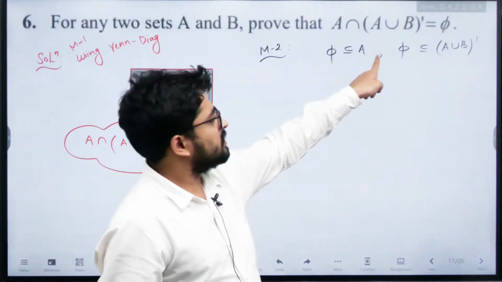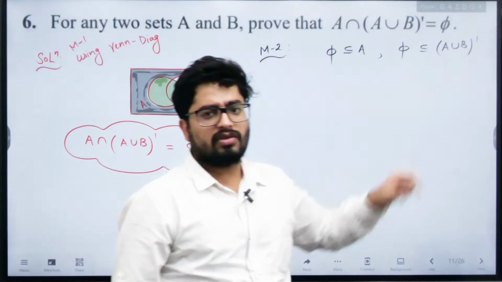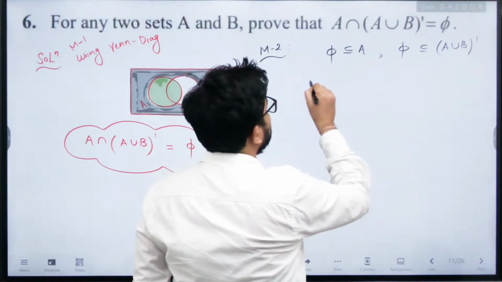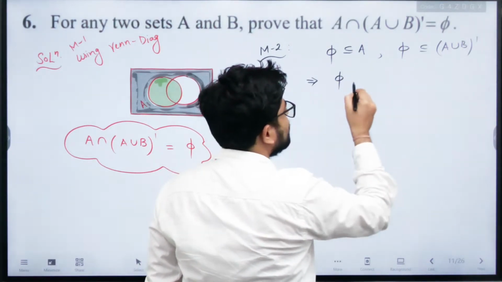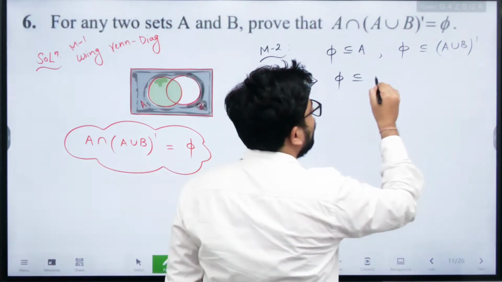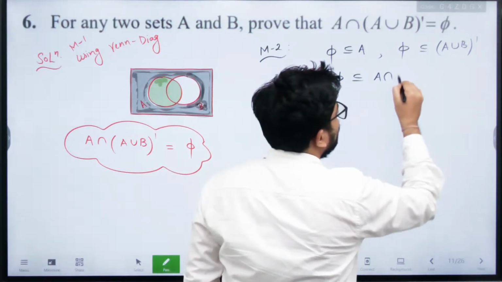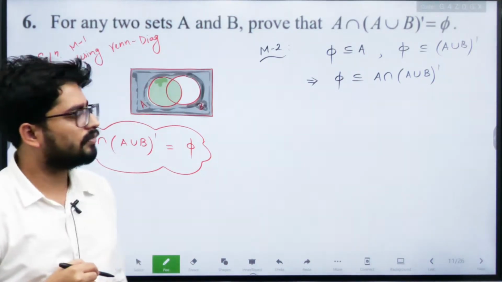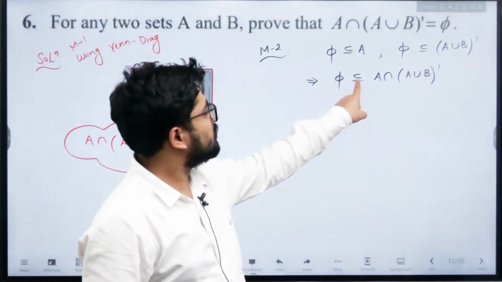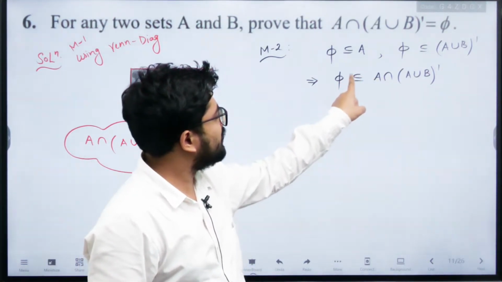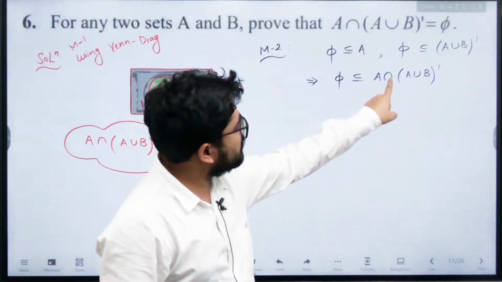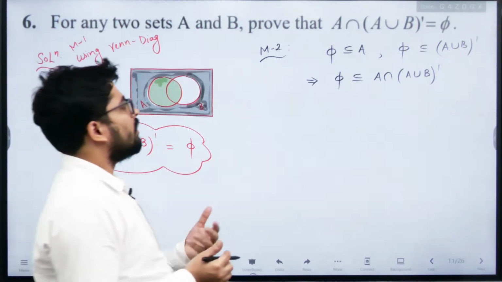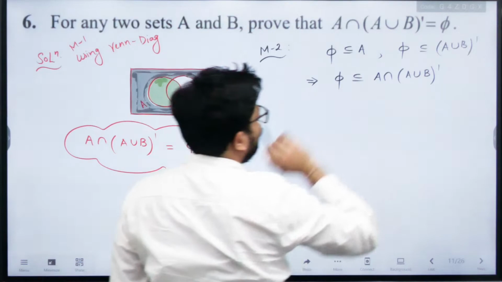So if phi is a subset of this and phi is a subset of the second set also, it means phi is a subset of their intersection also. So from here you can say phi is a subset of A intersection A union B whole complement. Now you have to show that this is also a subset of phi.